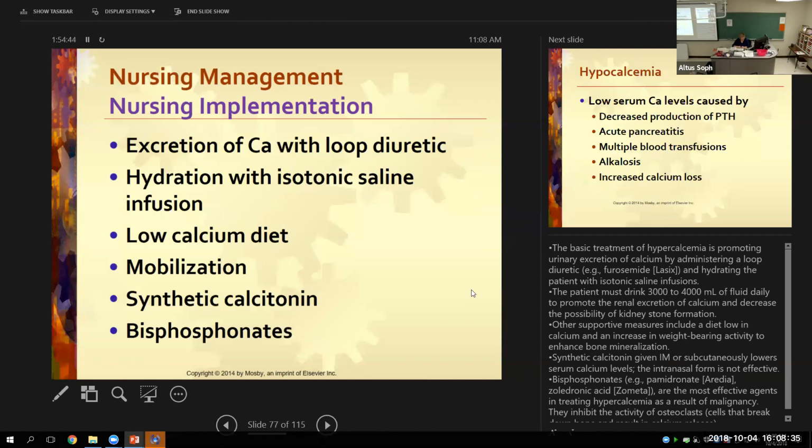We can hydrate the patient with an isotonic saline. We want to put them on a low calcium diet. We want to try to get them to start walking if they can and they haven't been, somehow mobilize them. We can give synthetic calcitonin. So that's going to put the calcium back into the bone. Calcitonin puts the calcium back into the bone. And also the bisphosphonates.